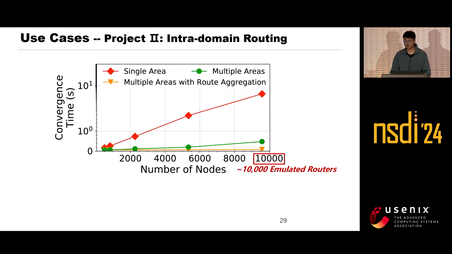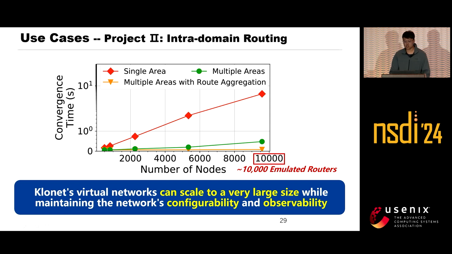Students collaborated with each other to achieve routing and eventually summarized the results of their experiments in this figure, which shows the relationship between convergence time and the network size for different OSPF configurations. Note that the size of the network eventually reached close to 10,000. This use case shows that Klonet is able to achieve great scalability while maintaining configurability and observability.